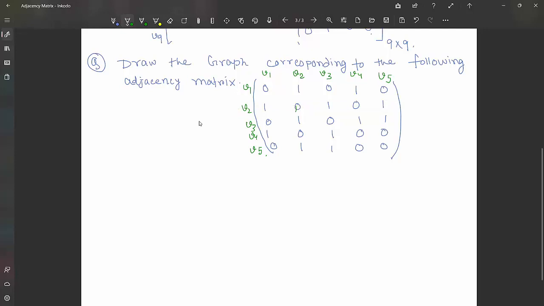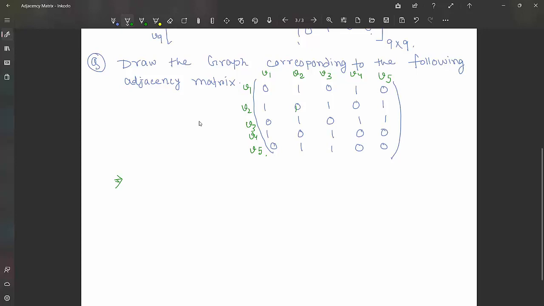So now we will start to join that. First of all, you can see that this is a symmetric matrix. This pattern is a symmetric pattern. So that's why you will get an undirected graph here, and now we start by drawing the undirected graph.